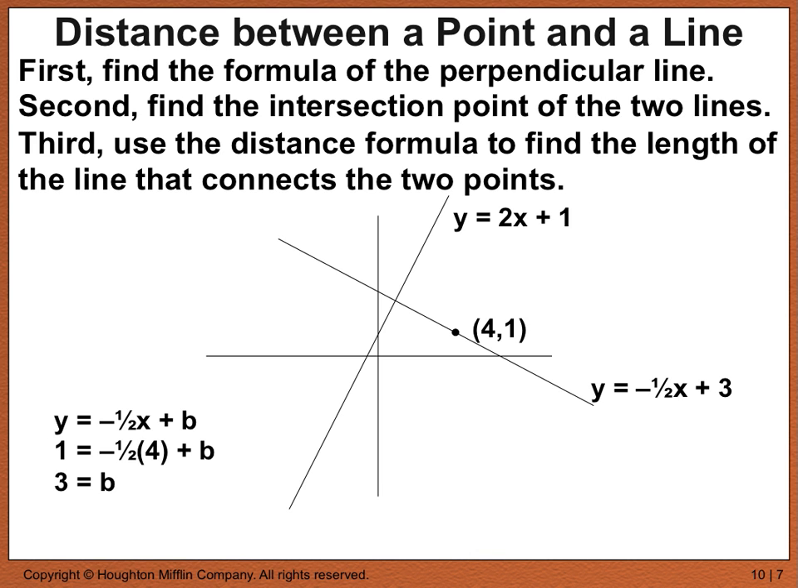The second step is to find the intersection point of the two lines, and you know enough algebra to do that yourself. Find the point at which these two lines meet, and pause, do that and then resume when you have that point. Alright, this is what you should have come up with. The point is (0.8, 2.6). 0.8, 2.6 is the ordered pair. And now we're ready for the third step. Use the distance formula to find the length of the line that connects the 2 points.